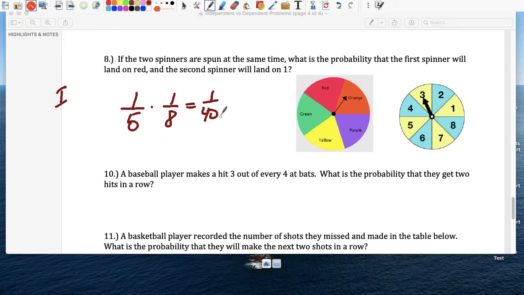Baseball player makes 3 out of 4 at bats. So we can write 3 out of 4. So the probability of him hitting a ball in the first try is 3 out of 4, 75%. What's the probability he hits a ball on the second at bat? Well, it's still 3 out of 4. And we go 9 over 16, and whatever that is, it is.